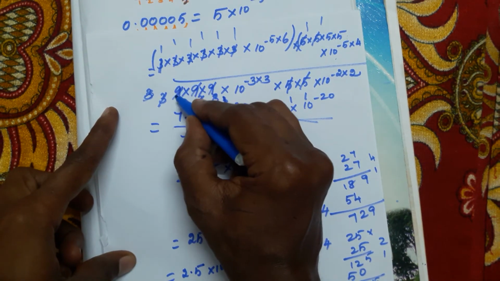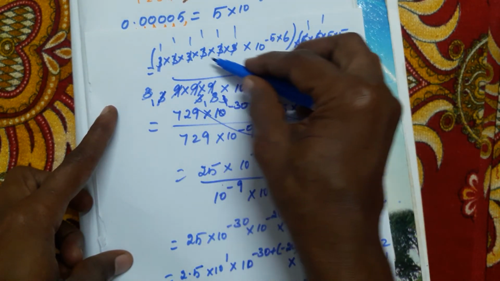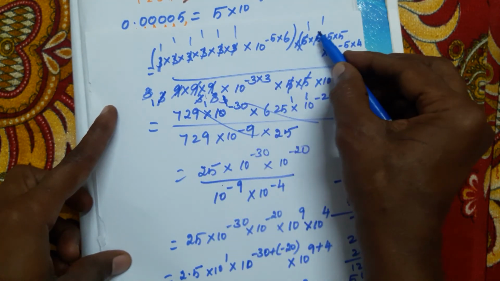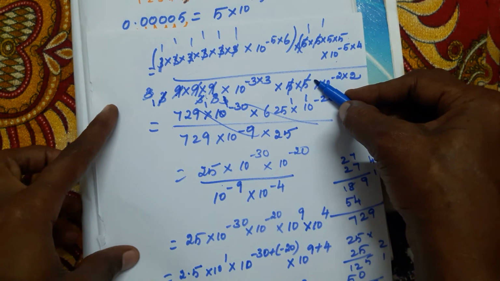1 3 is 3, 3 3s are 9. Next, 1 3 is 3, 1 3 is 3. Next, here also everything is cancelling. Here 1 will be left. Here also 5 into 5, here also 5 into 5, we can cancel.